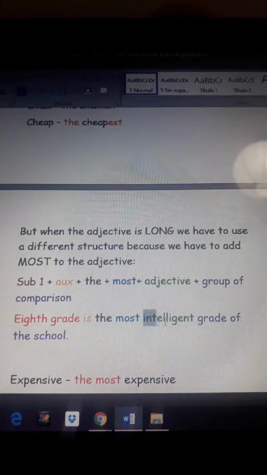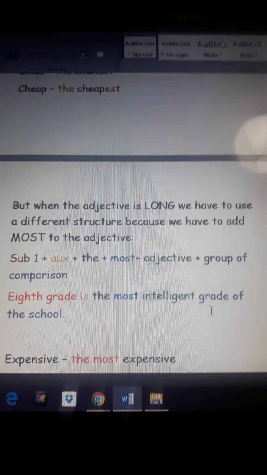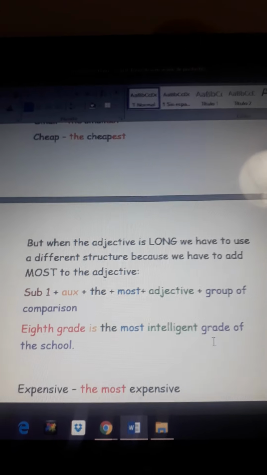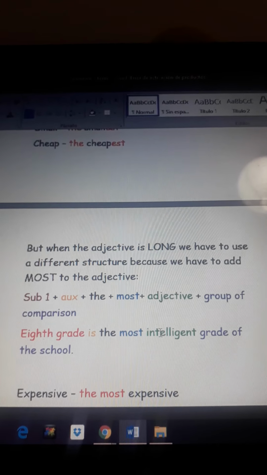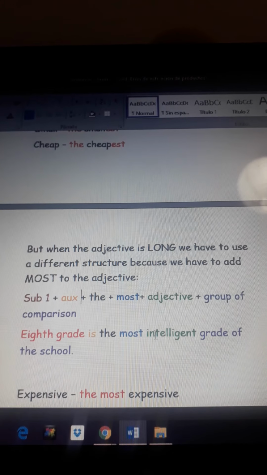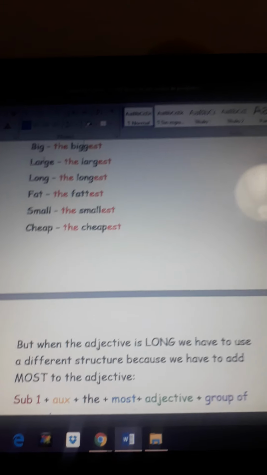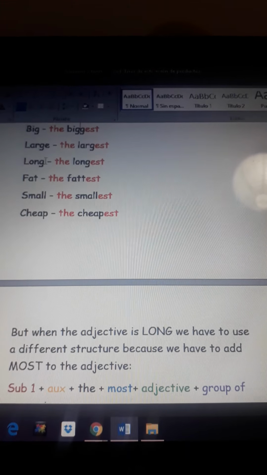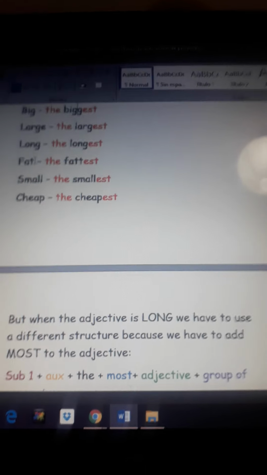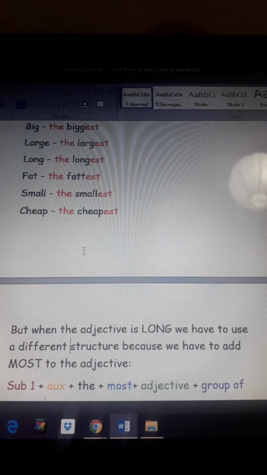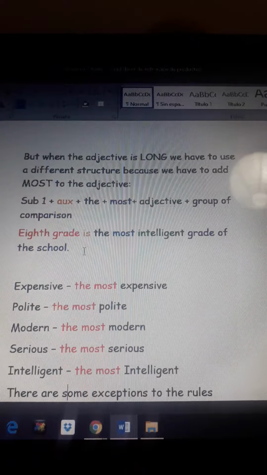If you check intelligent, I am not saying intelligent. I am saying most intelligent. The most intelligent. Okay? Because it has more than 2 syllables. If we check these examples, let me come back a little. Large has 2 syllables. Long has only 1 syllable. Fat, 1 syllable. Small, 1 syllable. Cheap, 1 syllable. Okay?